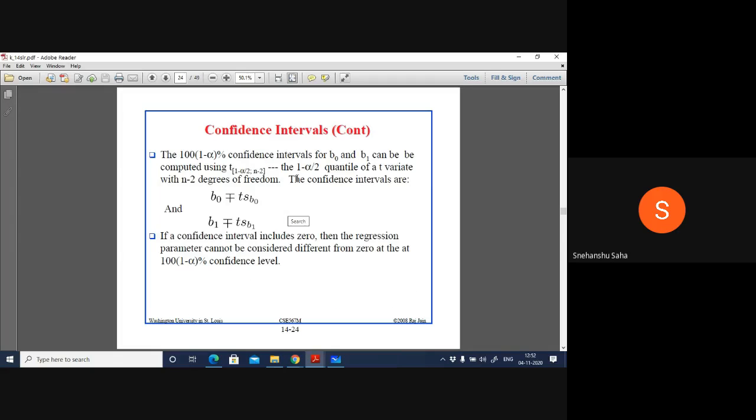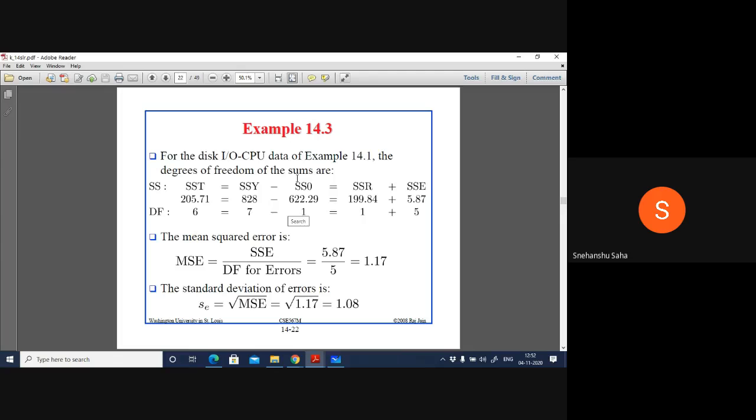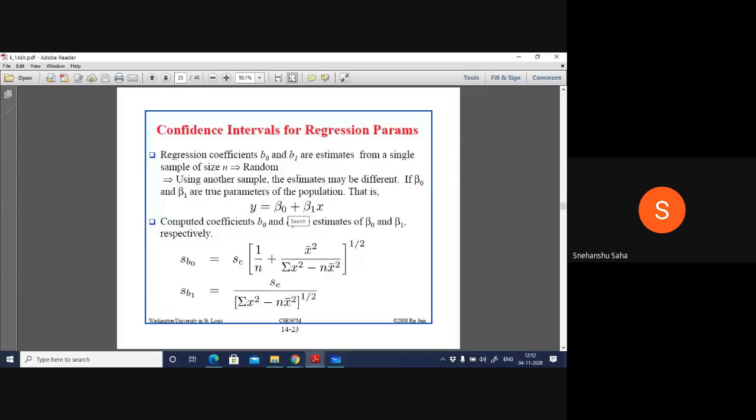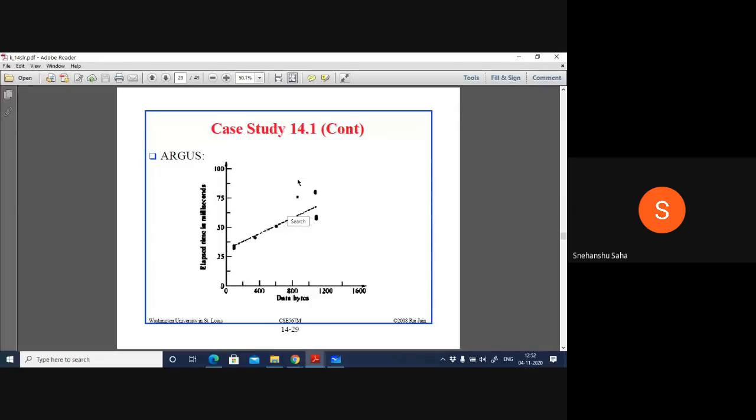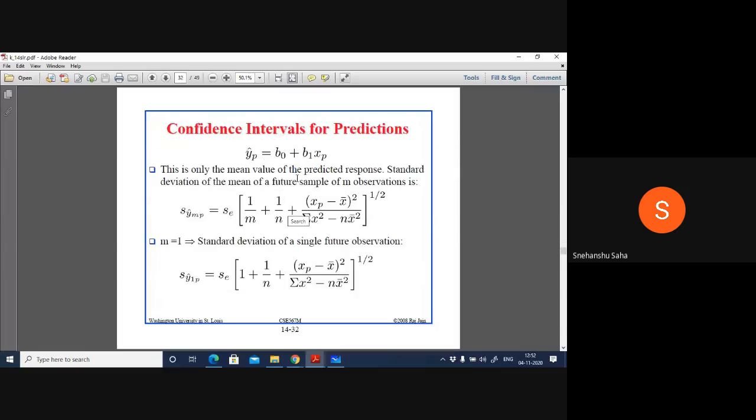So this is it. This is a simple linear regression model. What I also wanted to show you is that there are other case studies as well.